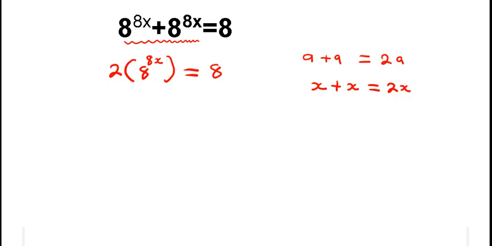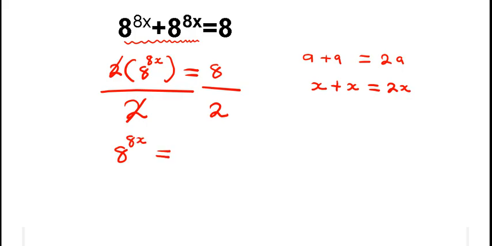Then what else are we going to do? Here, we are going to divide both sides by 2. So here, we divide both sides by 2. We divide here by 2. Here, we also divide by 2. Then 2, we cancel 2. We are left with 8 raised to power 8x is equal to, here, 2 will divide itself, 1. Divide 8, we have what?